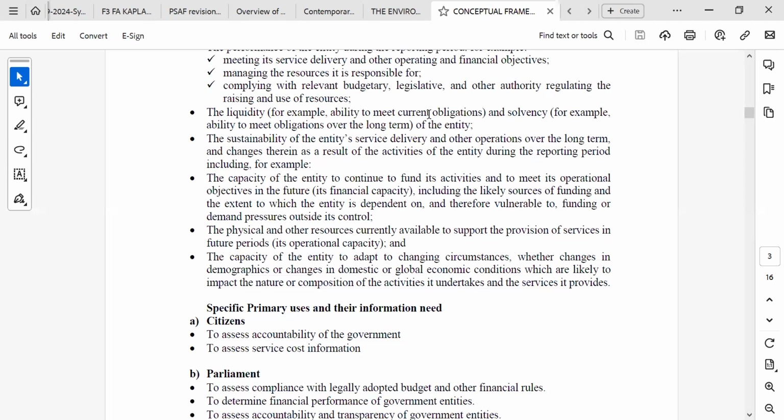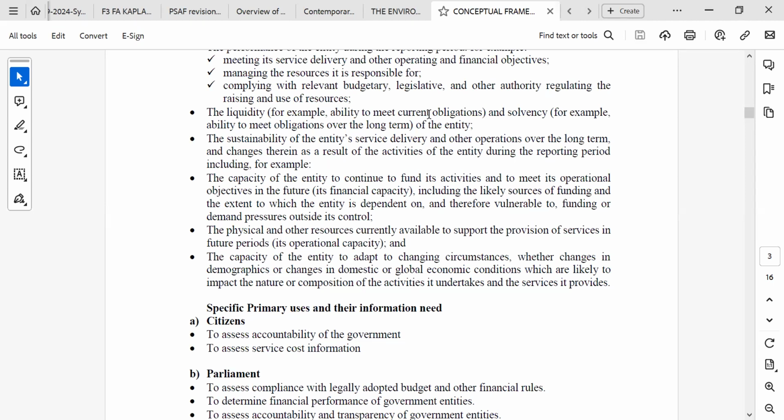All right. So we have the specific primary users and their information needs. The first one, please, they can ask you this in the exam. I'm saying that the conceptual framework is 10 marks. But there's a very popular question that they have been asking now. We are going to look at it.